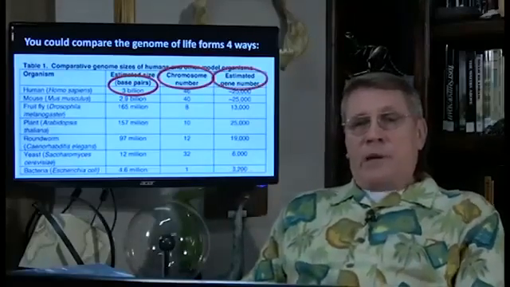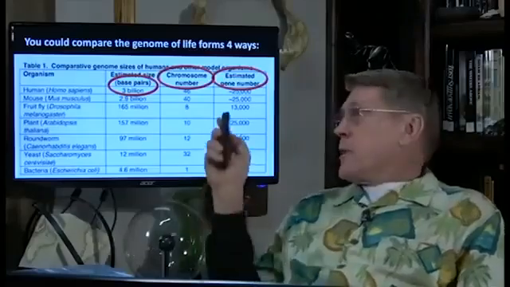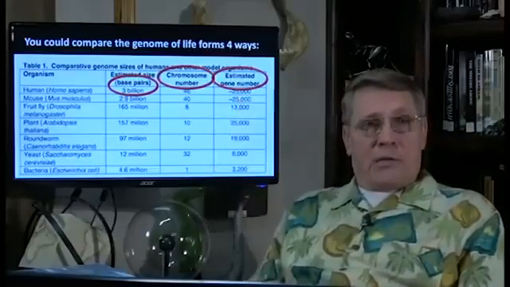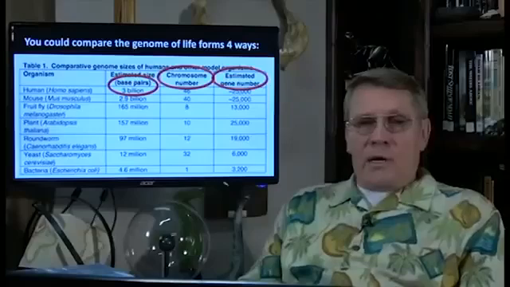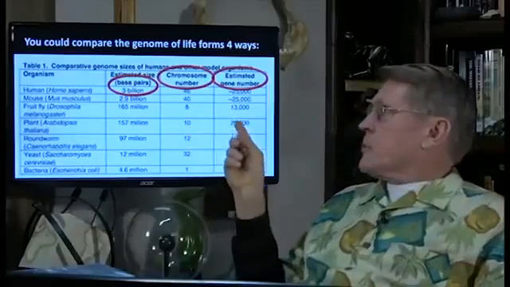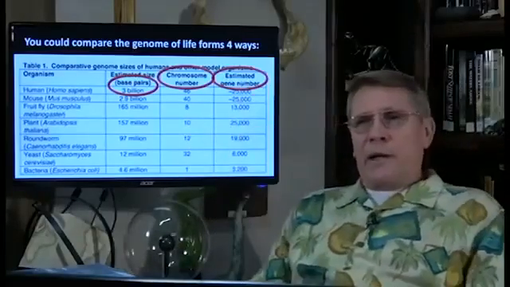Or should we look at the estimated gene count? Humans have about 25,000 genes, okay? Whereas plants might have 25,000 also. Wow, proof we're related to the plant.